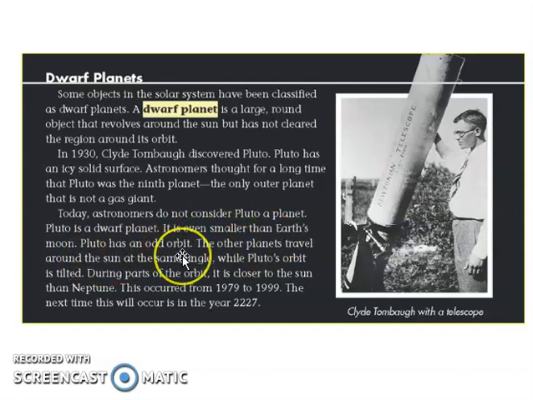Pluto has an odd orbit, or different pattern of orbit. The other planets travel around the sun at the same angle, while Pluto orbits in a tilted way. So it is orbiting in a slant pattern. During parts of the orbit, it is closer to the sun than Neptune. This occurred from 1979 to 1999. The next time this thing will happen is in the year 2227.